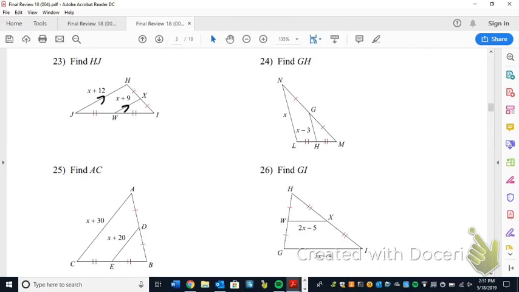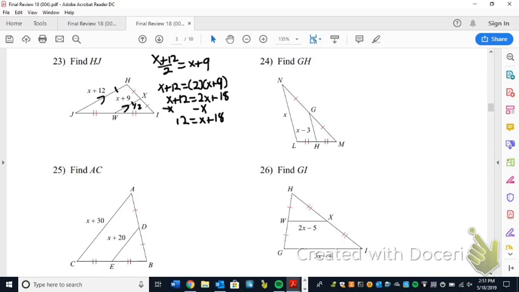So we're going to go (x plus 12) over 2 equals x plus 9, or as I like to write it, multiply both sides by 2, and we get x plus 12 equals 2 times (x plus 9). Distribute that 2, we get x plus 12 equals 2x plus 18. Subtract x from both sides, we get 12 equals x plus 18. Subtract 18 from both sides, and we get x equals negative 6.